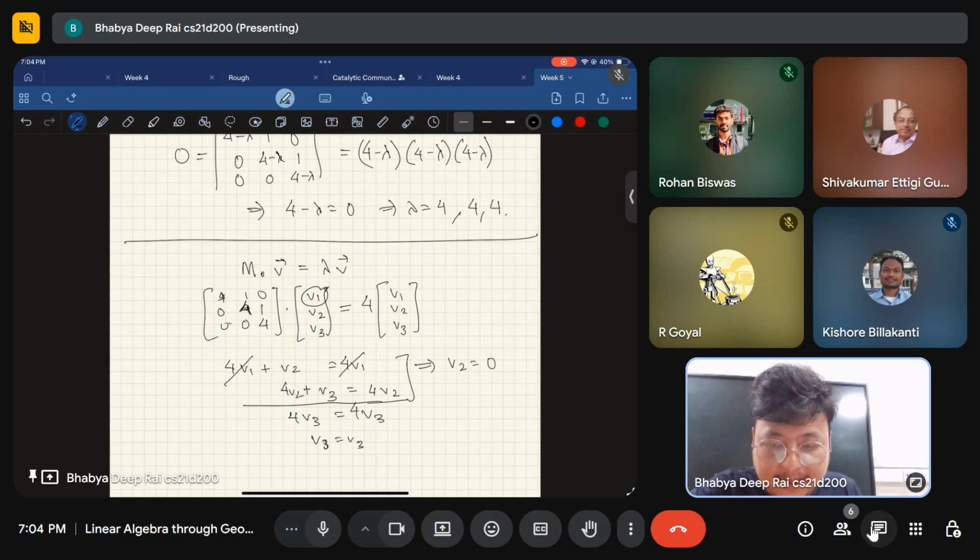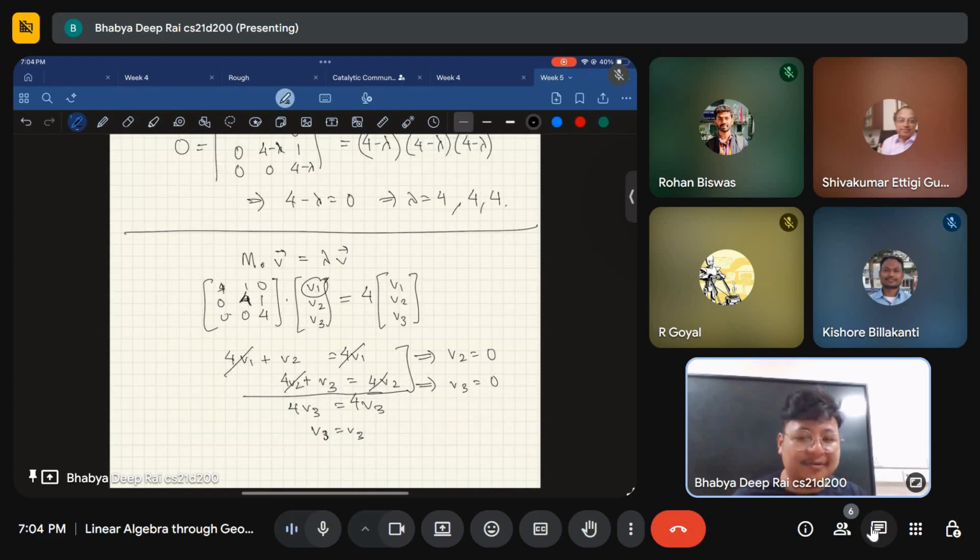Right. And here what do you have? 4v2, and v2 is cancelled. So v3 equals 0, and v3 equals v3. Nothing is wrong with this. Let's just write what we know.